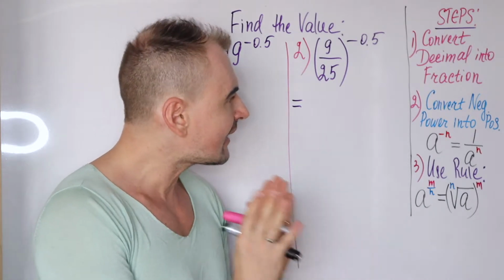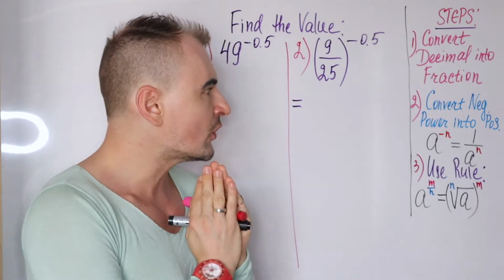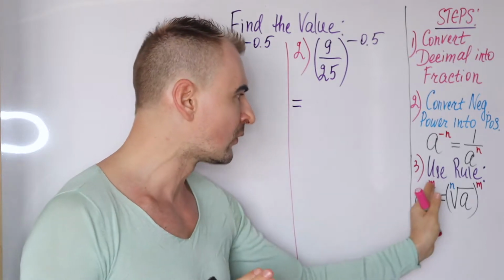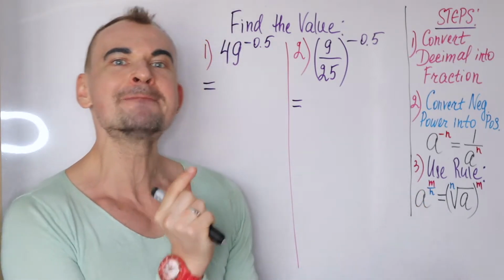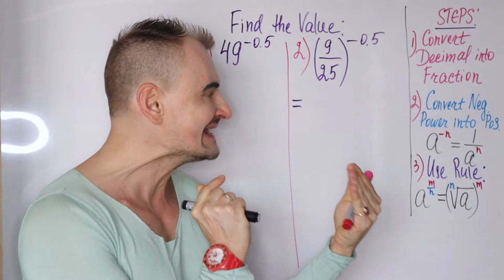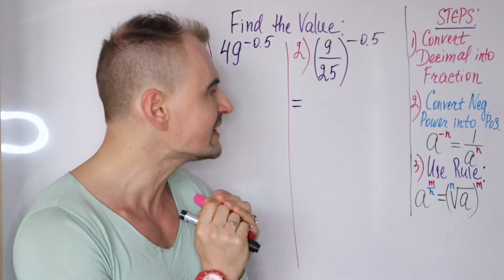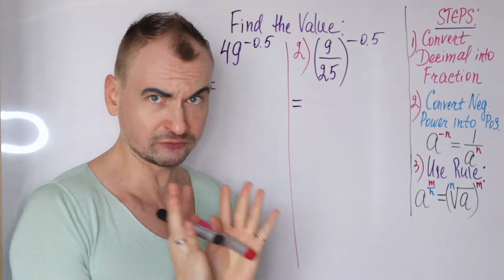And finally, the last step. You have to use the rule. So you have to convert the fractional power into a radical form or into a root form.